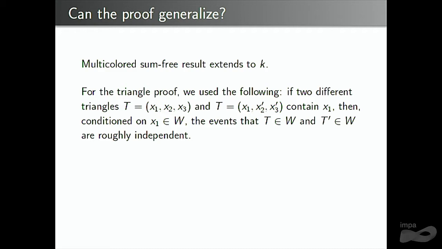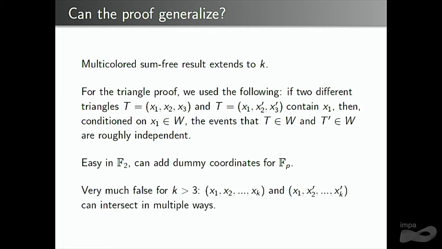What we used in the triangle proof is that if we have two different triangles that intersect in their first point, then once x1 is contained in W, the events that these two triangles are both contained in W are roughly independent. The dependence is lower order. This allows us to make this proof work, so that with positive probability we end up with just one of them in the set. This is easy to see in F_2, and you can add some dummy coordinates to make it work in F_p.